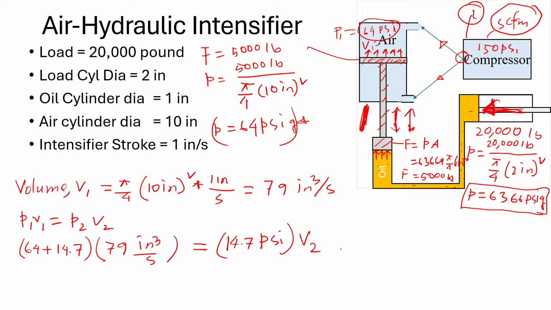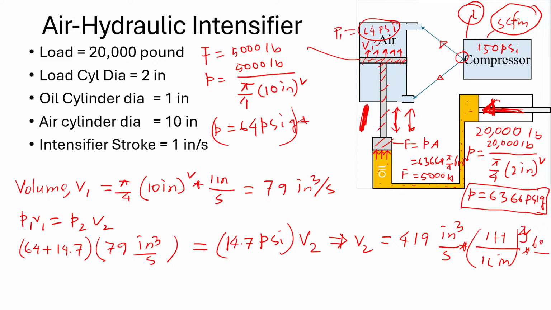Then you calculate the volume of air. The volume of air I calculated was 419 cubic inches per second. You do have to convert that to cubic feet per second, so 12 inches is 1 foot, cubed, and times 60 seconds is 1 minute. I found this V2 is 15 standard cubic feet per minute.